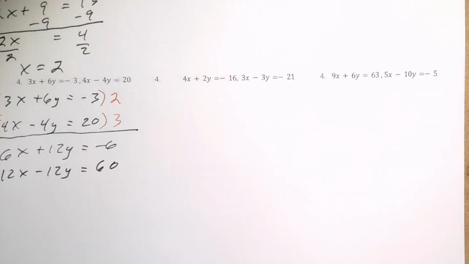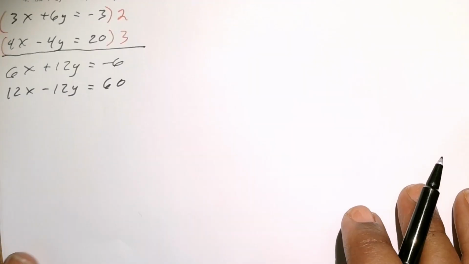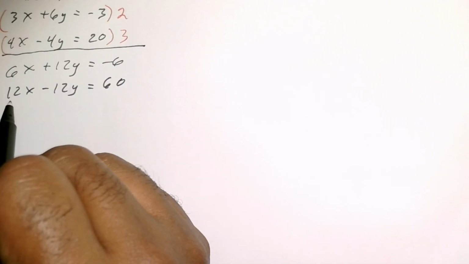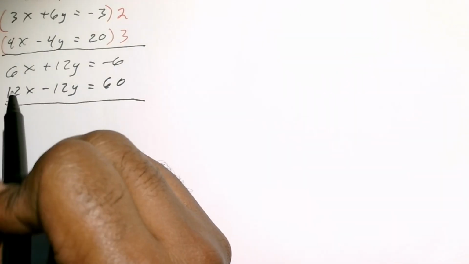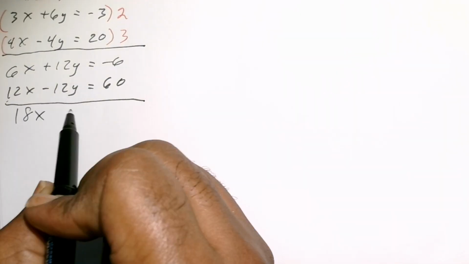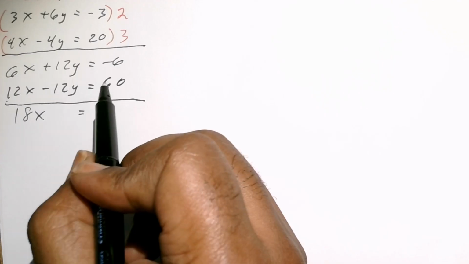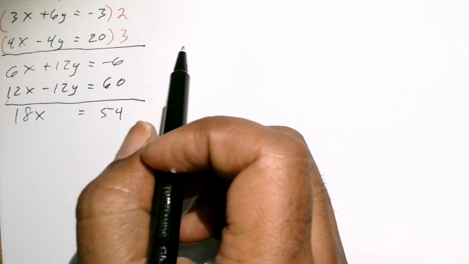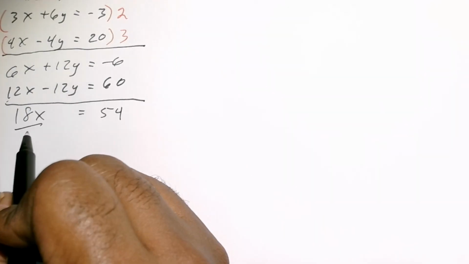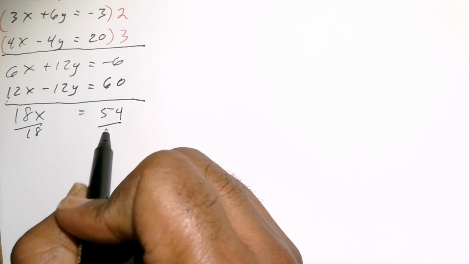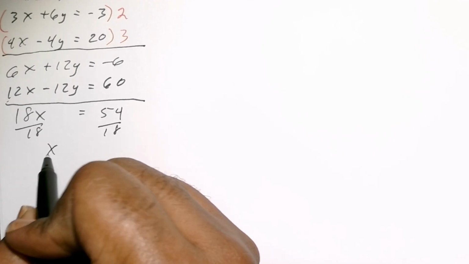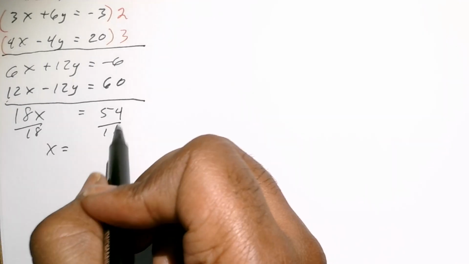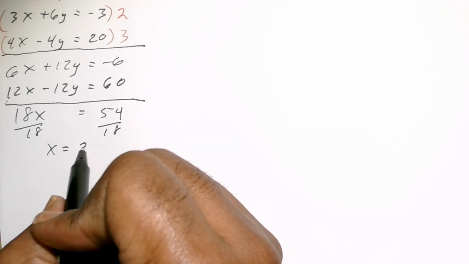Let's now combine these two. This will become 18x. This eliminates. And this becomes 54. Now let's divide everything by 18 to get the 1x. We get 1x equals, I think that's 3. Yeah, that's 3. So x is 3.